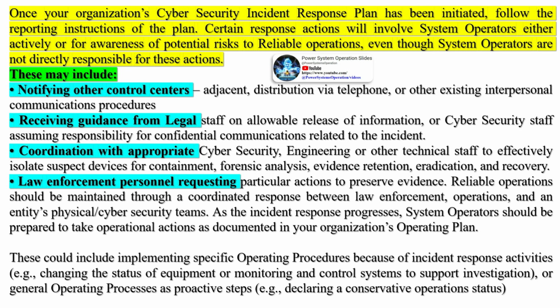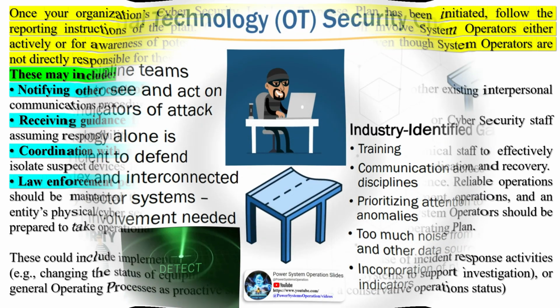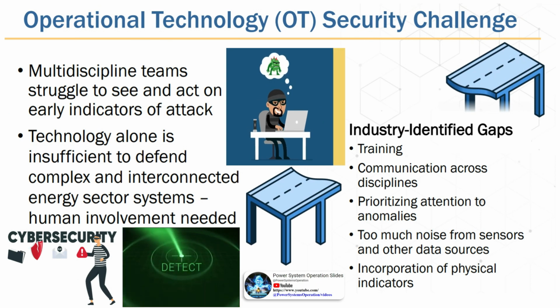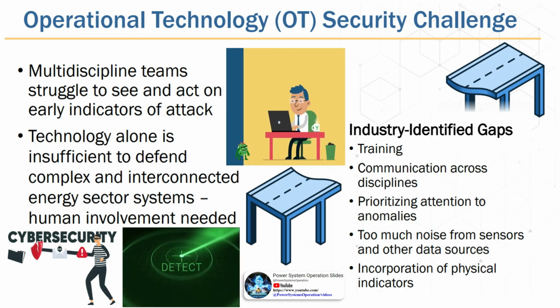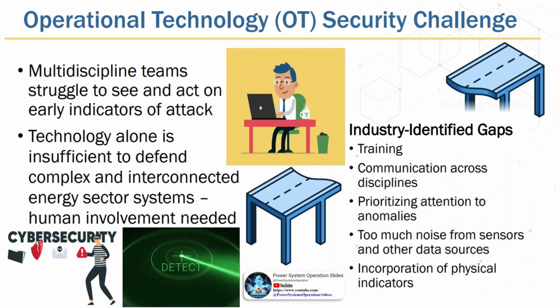Certain response actions will involve system operators either actively or for awareness of potential risks to reliable operations, even though system operators are not directly responsible for these actions. These may include notifying other control centers, adjacent, distribution, via telephone or other existing interpersonal communications procedures. Receiving guidance from legal staff on allowable release of information, or cybersecurity staff assuming responsibility for confidential communications related to the incident.